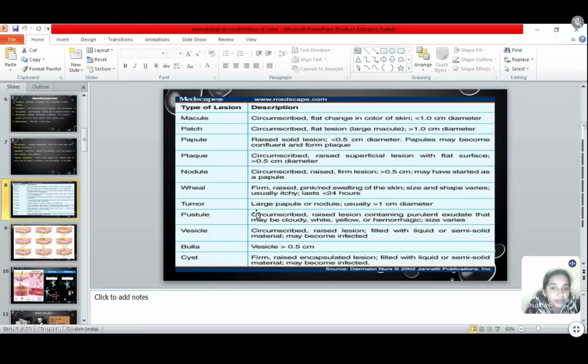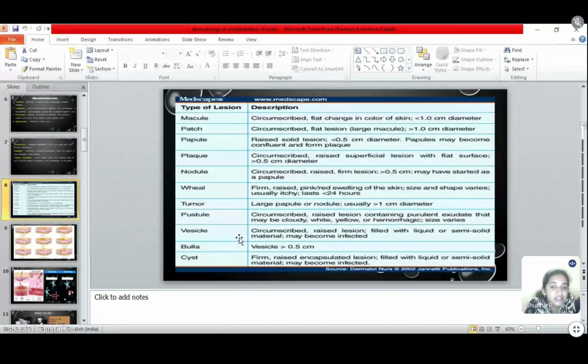Now, next, tumors. A tumor is a large papule or a nodule, usually greater than 1 centimeter in diameter. A pustule is a circumscribed raised lesion containing purulent exudate. What is the difference in pustules? A pustule contains pus, which may be cloudy, white, yellow, or hemorrhagic in nature based on the components.